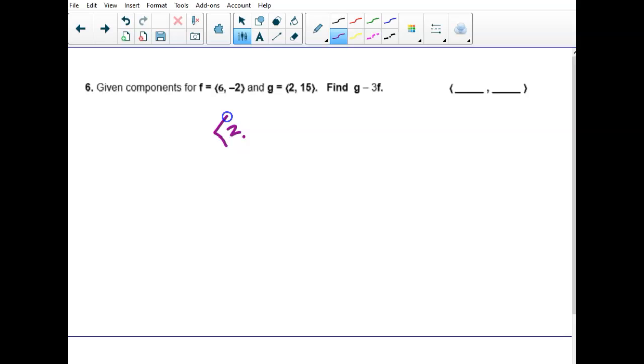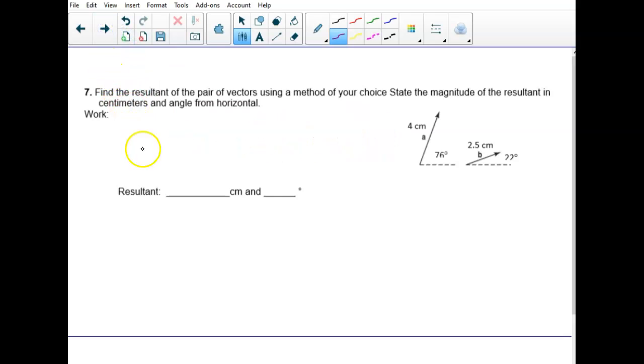But you would be doing 215 minus 3 times 6 negative 2, and you just straight up multiply by 3 and then subtract in order. They're not XY ordered pairs. Adding vectors is also not on the quiz because that section is not on the quiz.